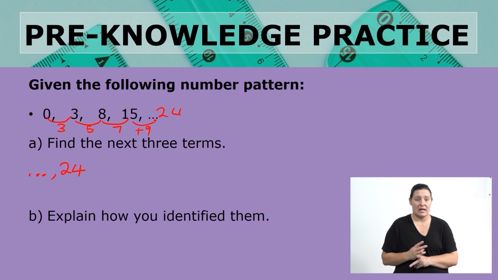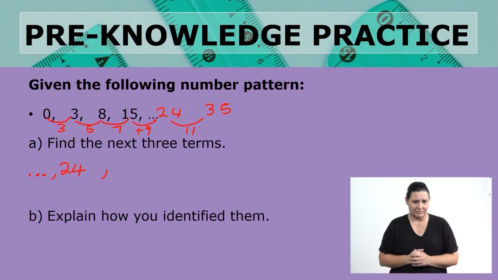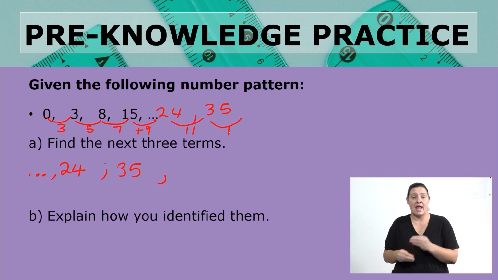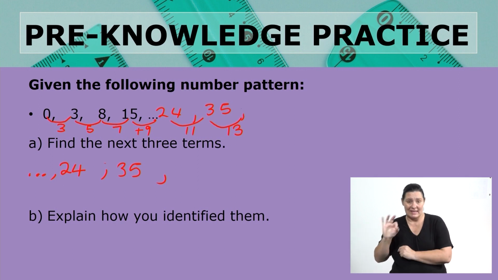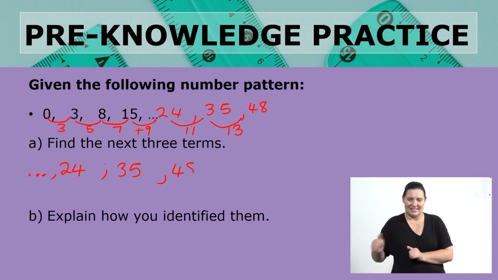Then next we are going to add 11. And if we add 11 to 24, what is that going to give us? If you are thinking of 35, then you are absolutely correct. And then, what is the next term after that? Next, from 35, we are going to add 13. And if I say 35 and I add 13, my answer there is going to be 48. So those are the next 3 terms.